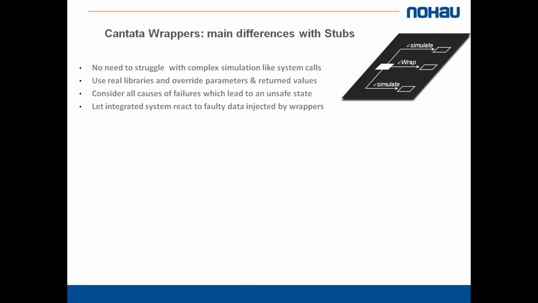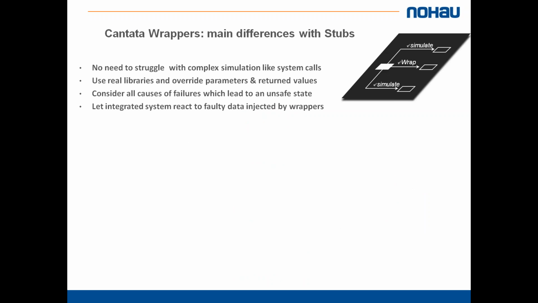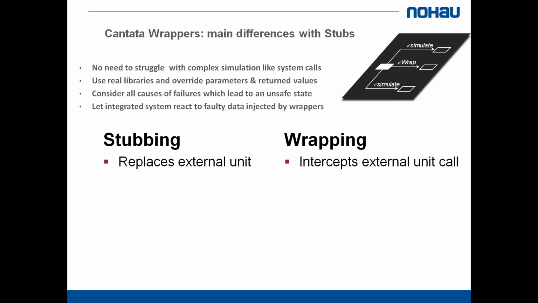So what are the main differences between wrappers and stubs? Stubbing, well, you need to remove your called object from your build, which you don't need to do when you do wrappers. So that then becomes a compile time decision for stubs and a runtime decision when you use wrappers, because you can use different test cases with different wrappers.